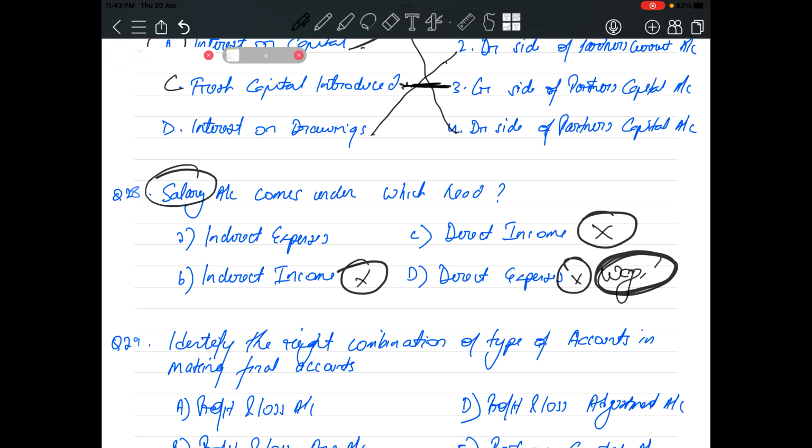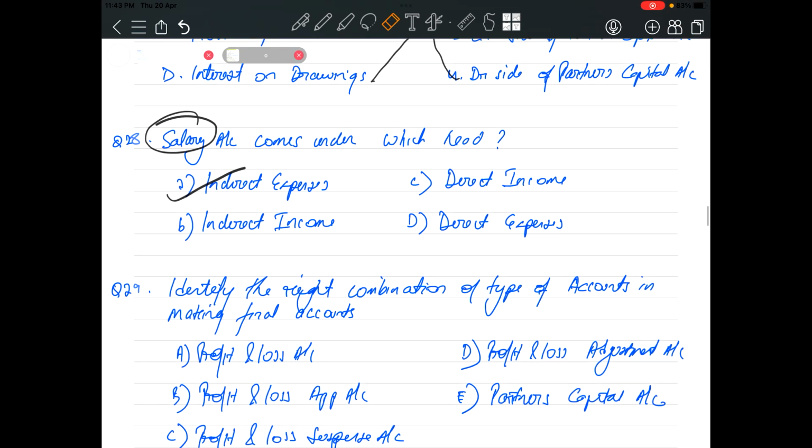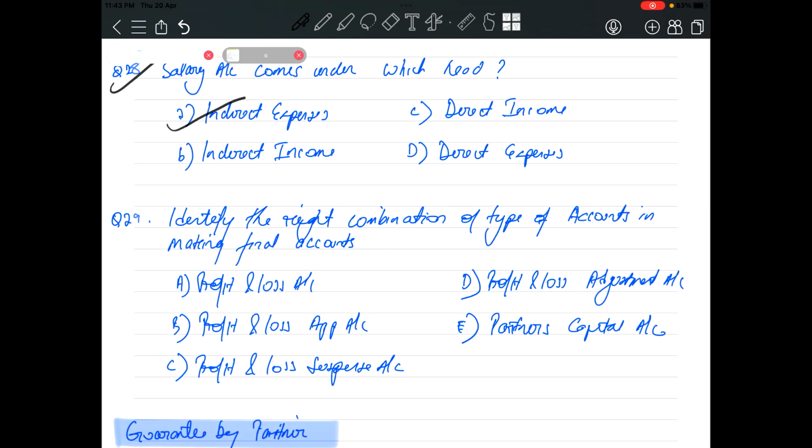Again, this I have covered in my basic lecture, the difference between indirect and direct expenses. So, salary will be our indirect expenses. So, this will be the right answer. We are done with question number 28. Now let's move to question number 29.